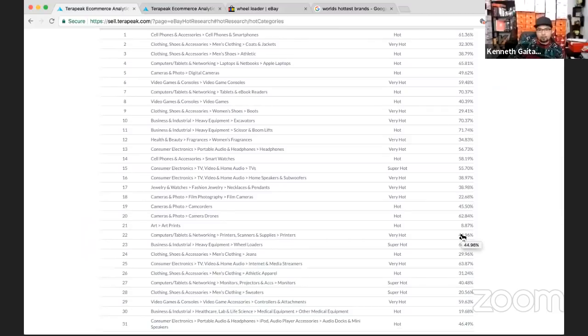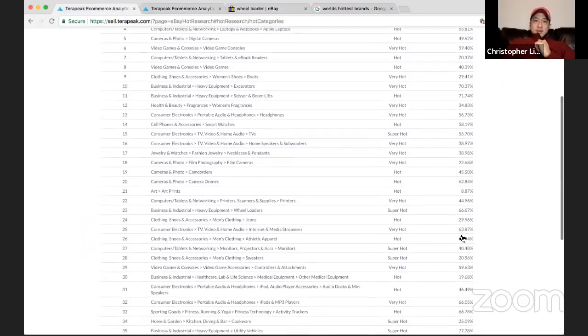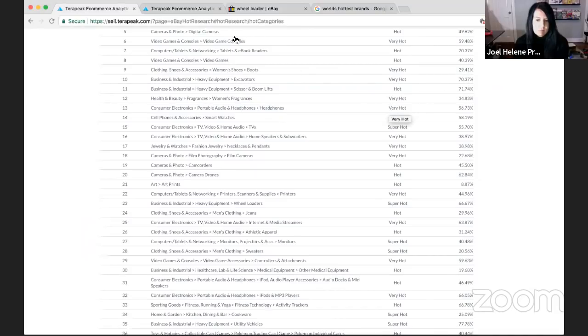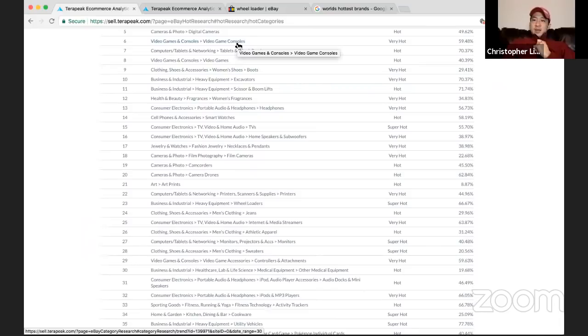E-book readers right there, 70%. Wow. Video game consoles, 59%. Don't complain about not knowing what to sell, guys. This is a lot of categories. Look at boots. Boots is number 7 right now for women's shoes, but normally 29%. Scary. Video game consoles are hot all year.